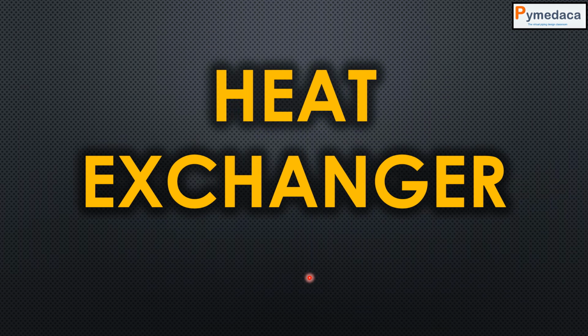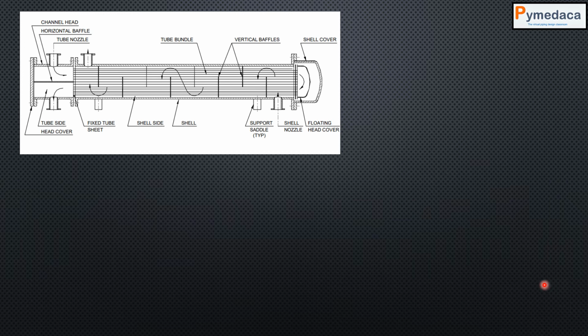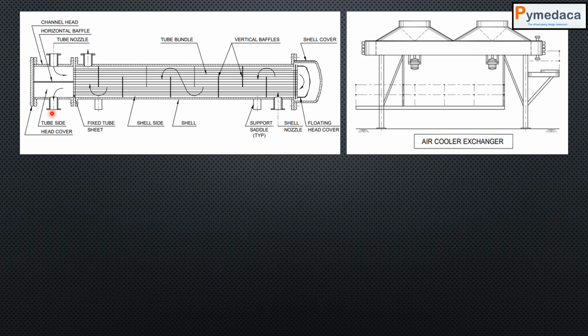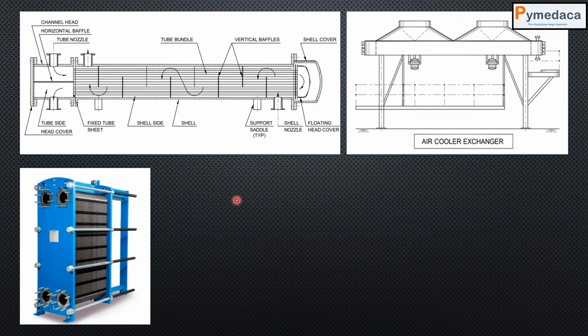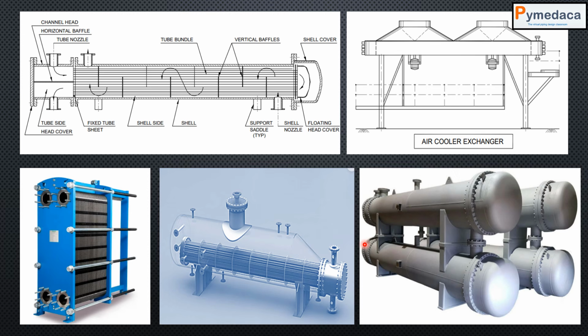Now let's go to the next equipment. It's the heat exchanger. Heat exchanger is considered to be one of the major equipment. This is how the heat exchanger generally looks like. This is a sectional drawing. The purpose of the heat exchanger is to transfer heat from one medium to another medium. Here I have shown the shell type heat exchanger. There are air coolers and fin fan exchangers as well. There are plate exchangers. There are different types of exchangers.